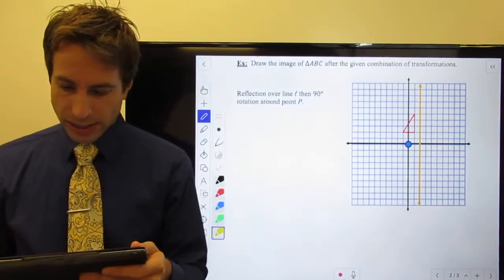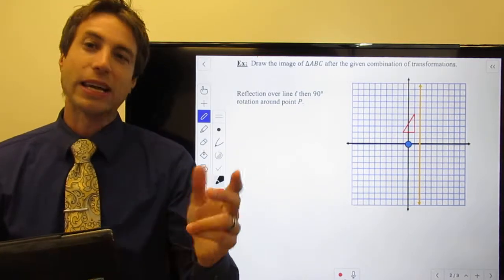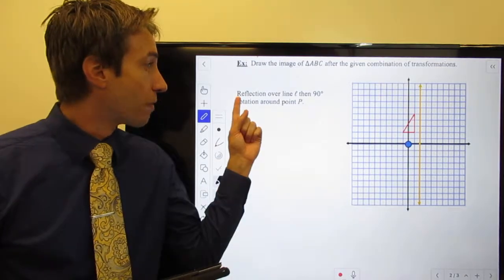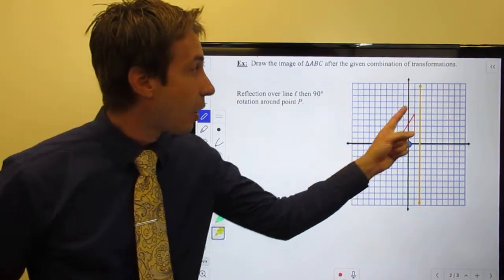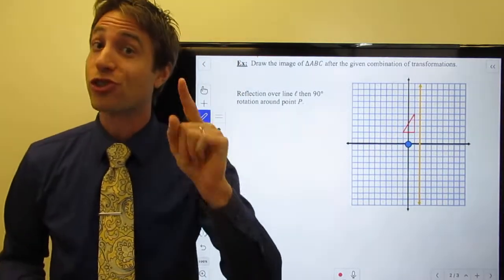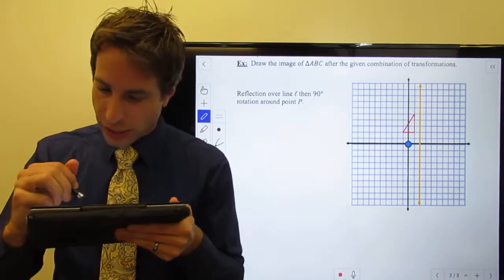Here we go. Let's see, what do we got here? I want you to do reflection over line L, then a 90... Okay, so we're only going to do transformations here. Hopefully this one will be a little bit easier. Reflection across line L. That is not one of my 4 common ones. So what we're going to have to do, right? Perpendicular lines. We can do that. Here we go.